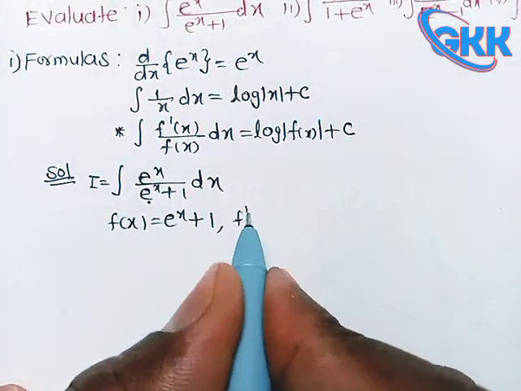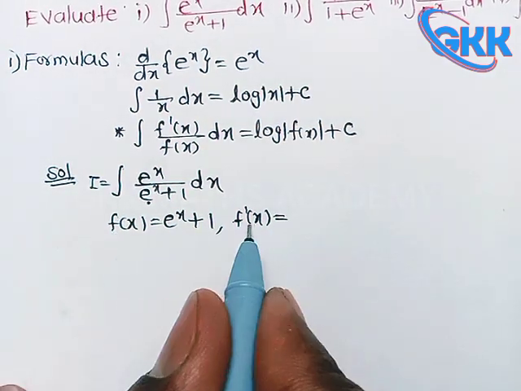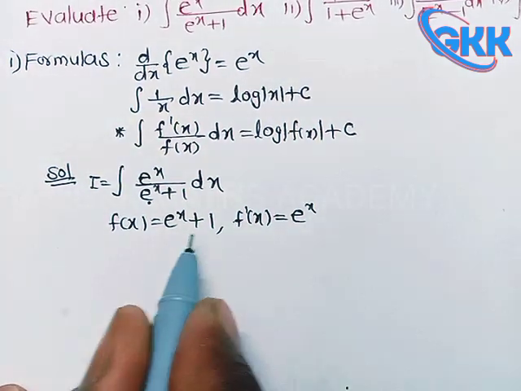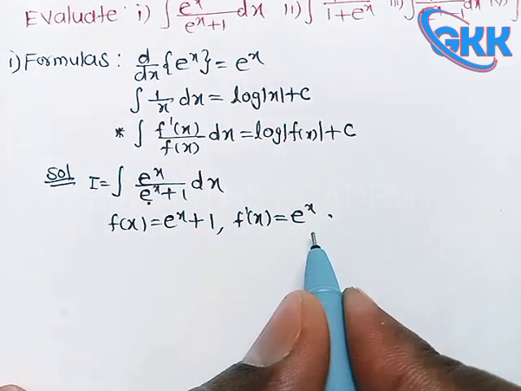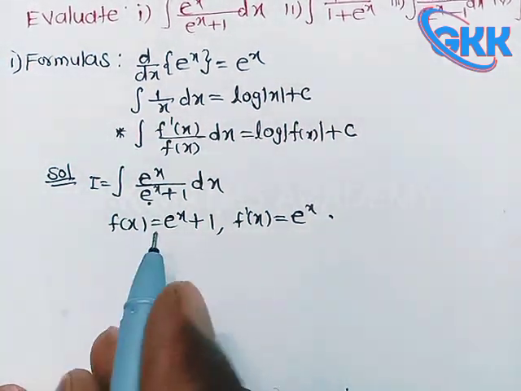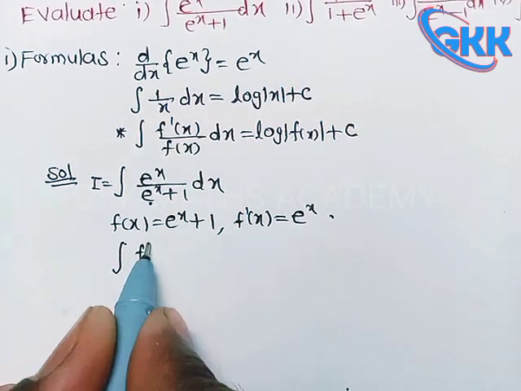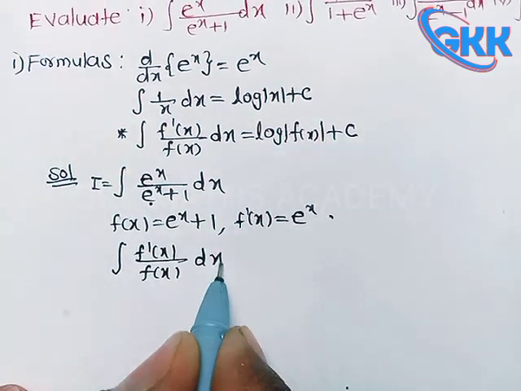What is f dash of x? It is d by dx of f of x. D by dx of e power x is e power x, and d by dx of a constant is 0. This is the f dash of x value. So if you substitute here, what are you getting? It is in the form of integral of f dash x upon f of x dx.